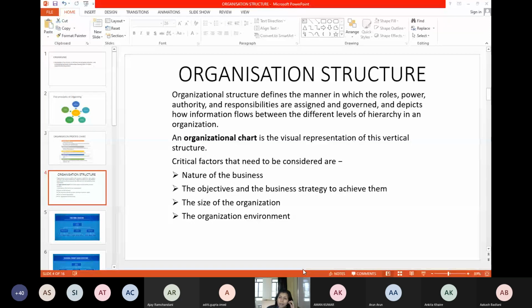Ma'am, they should be the same. The organization structure is the same for all the companies. Whether it's a government sector, whether it's a corporate sector, it's the same. The structure is the same. Like we see the nature of the business, then the objectives, and obviously the size of the organization. And then the organization environment, what the environment is there in the organization, whether it's government, whether it's corporate.